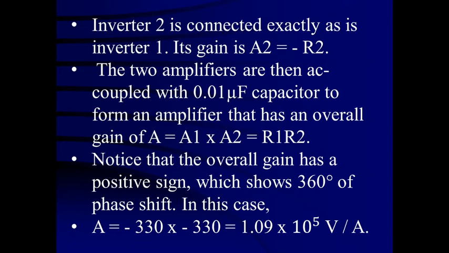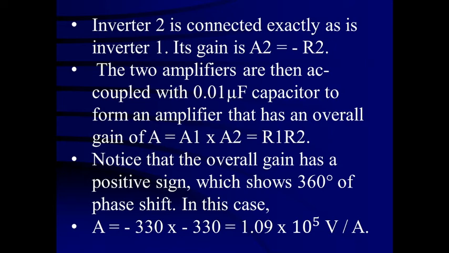Inverter 2 is also identical. Inverter 2 is connected exactly as inverter 1. Its gain is A2 equal to minus R2. We have selected R1 and R2 both equal to 330 ohms. That means the gain of both amplifiers is 330.